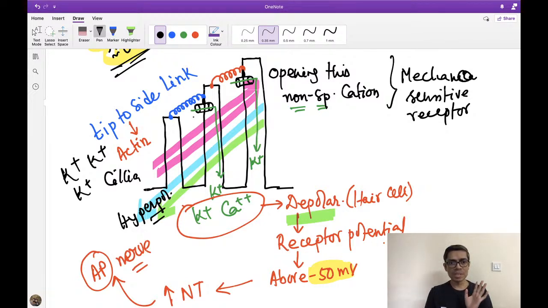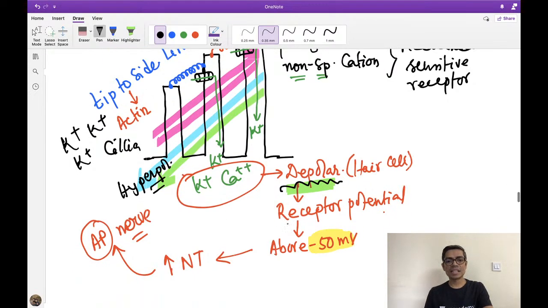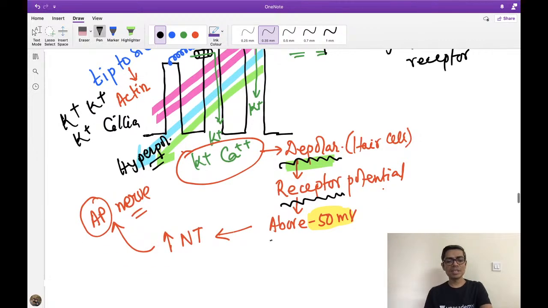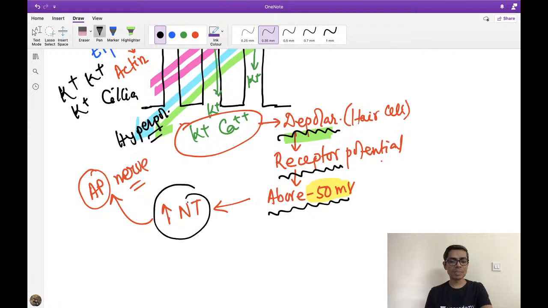But whenever all of these hairs are moving towards the longest cilia, then it will produce depolarization, and this depolarization is going to open up the cation channel. That cation channel is producing depolarization, and that is producing receptor potential. If this receptor potential is above the threshold voltage, then it is going to release the neurotransmitter glutamate from this hair cell, and then the hair cell is going to produce action potential at the level of the neuron. This is the mechanism by which sound transduction occurs.